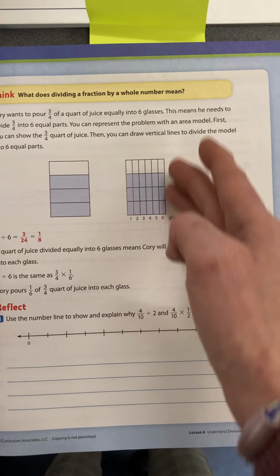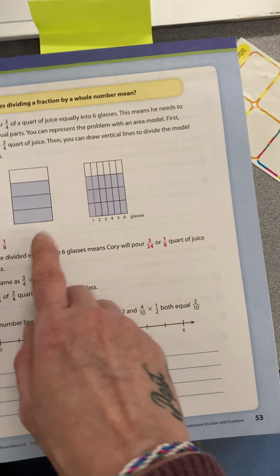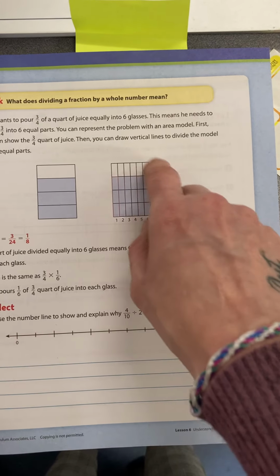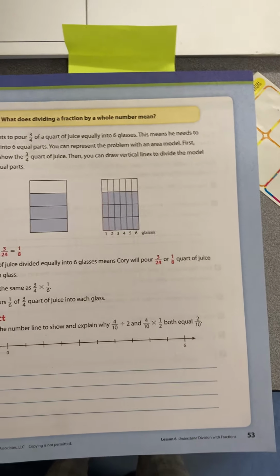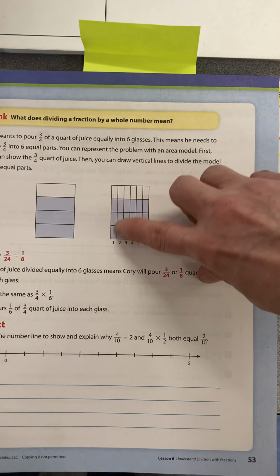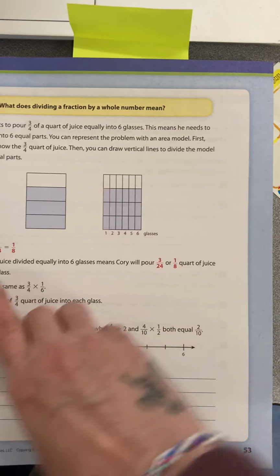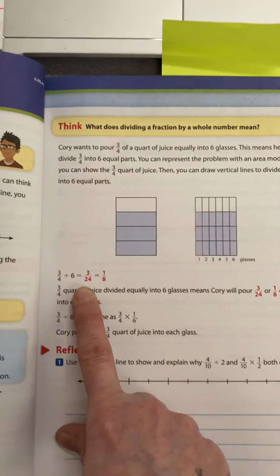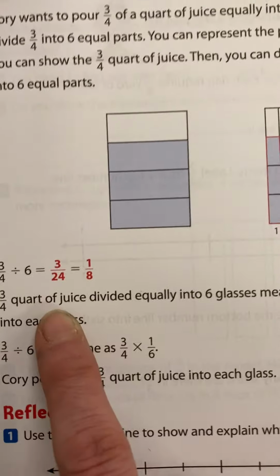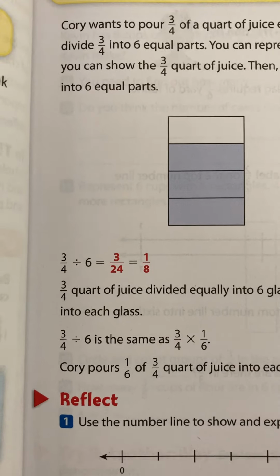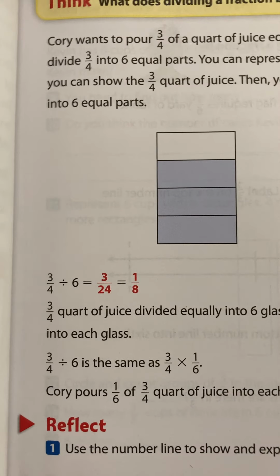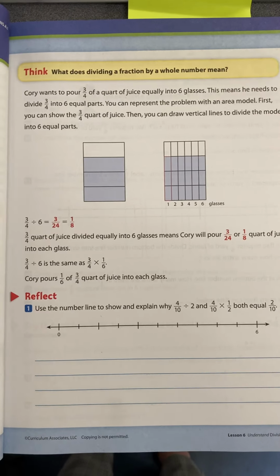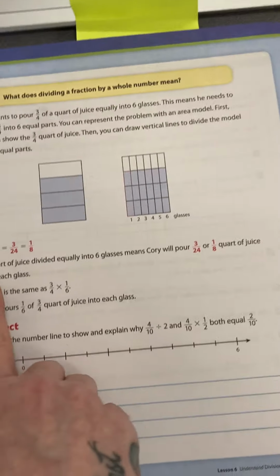When you break it up into 6, you're no longer dealing with fourths. You're now dealing with 24 boxes. If you were to count all these boxes, now we're in 24ths. If you notice, each glass has 3 of those 24ths. That's why 3/4 divided by 6 is 3/24. Once you reduce that fraction and divide the top and the bottom number by 3, you will get a simplified fraction of 1/8.